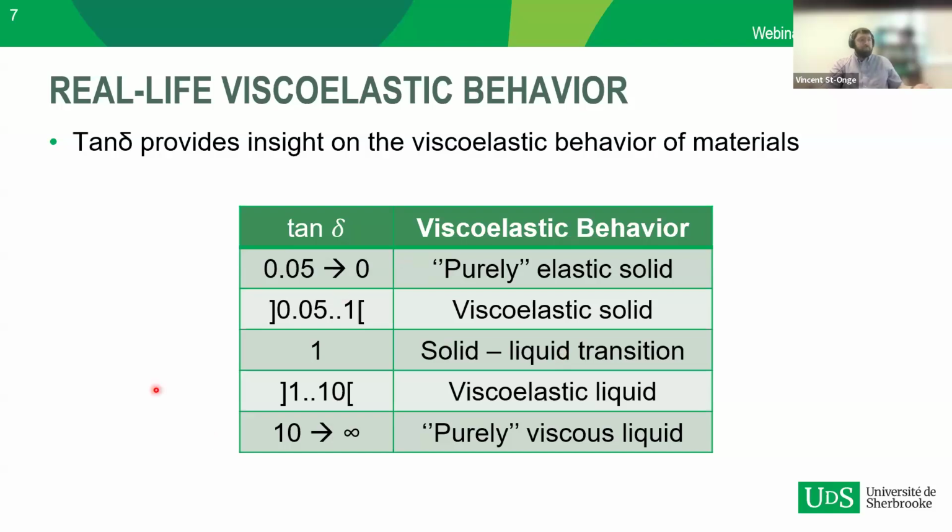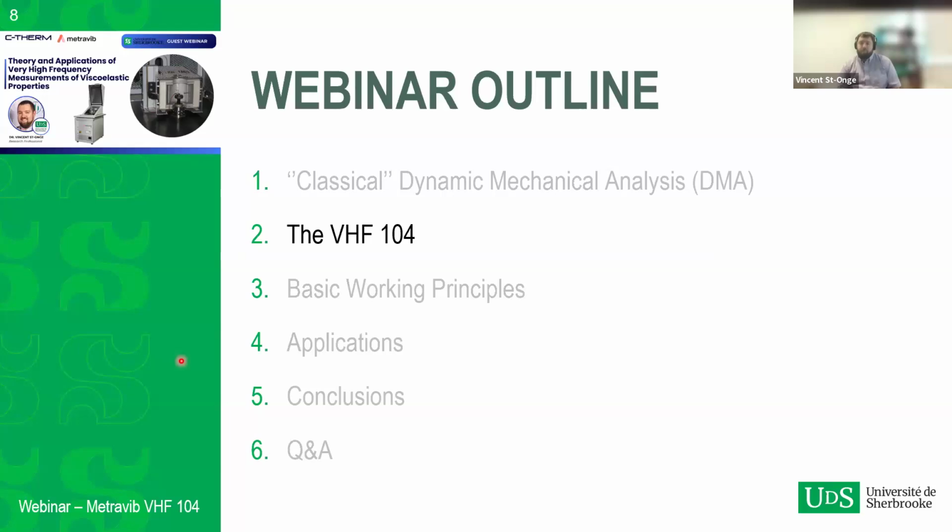So if you know your moduli and your tan delta, you know how your material is going to behave as a function of temperature and frequency. This is the information that we're typically looking for when we do DMA analysis. So when we're running analysis with the VHF 10.4, this is also the kind of information we're going to want to obtain in the end.